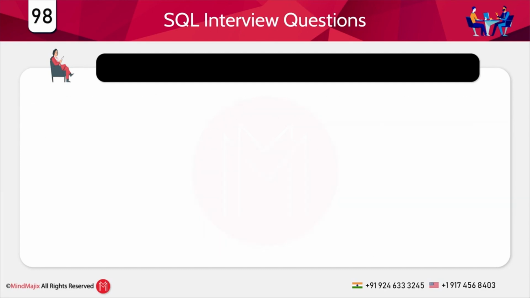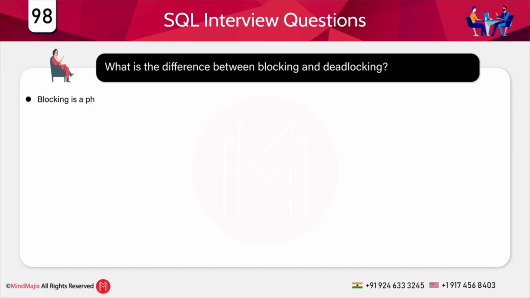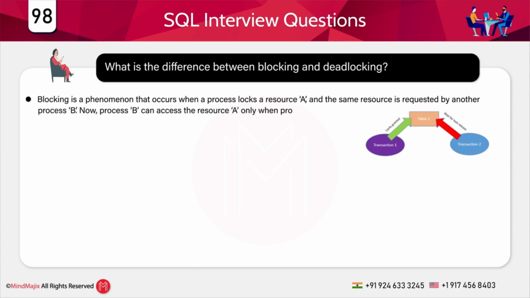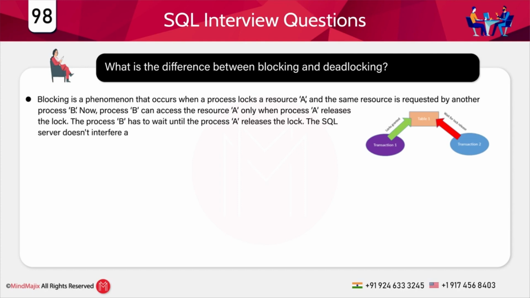The next question is, what is the difference between blocking and deadlocking? Blocking is a phenomenon that occurs when a process A blocks a resource and at the same time, the resource is requested by another process B. Now the process B can access the resource only when the process A releases the lock. So the process B has to wait until the process A releases the lock. The SQL server doesn't interfere and stop any process in this scenario.